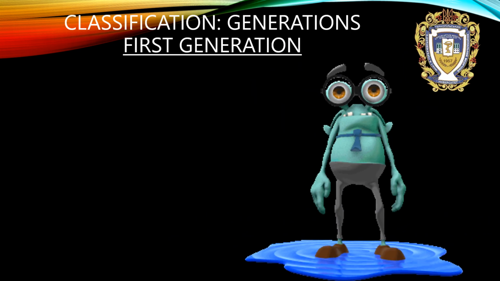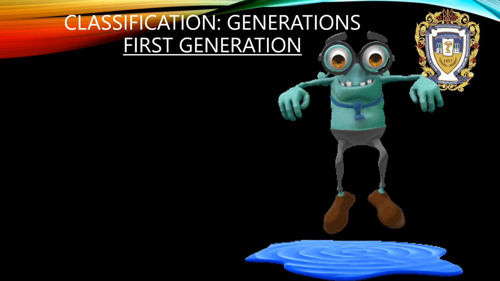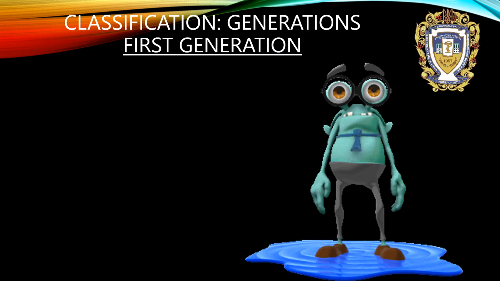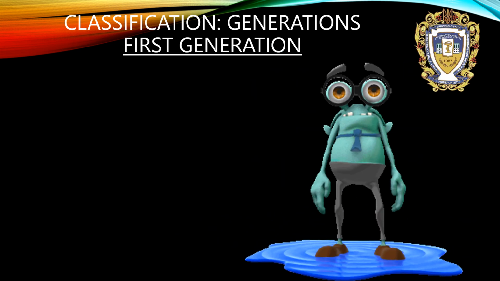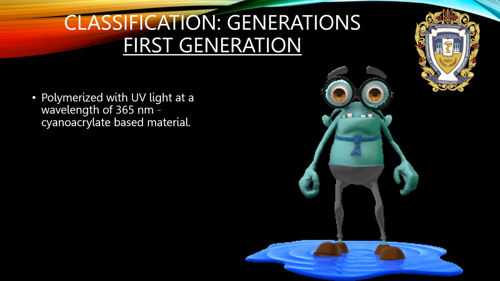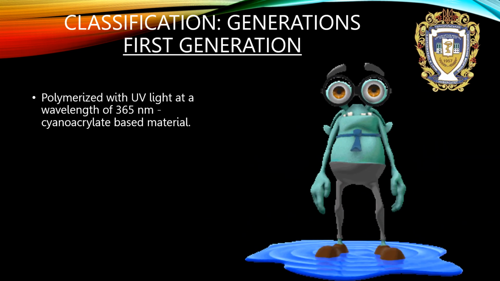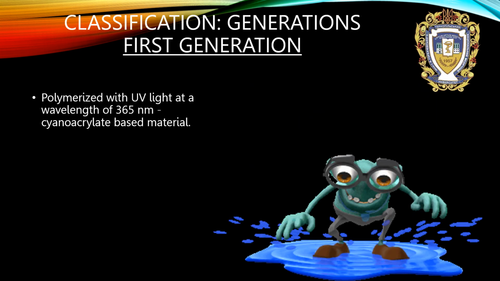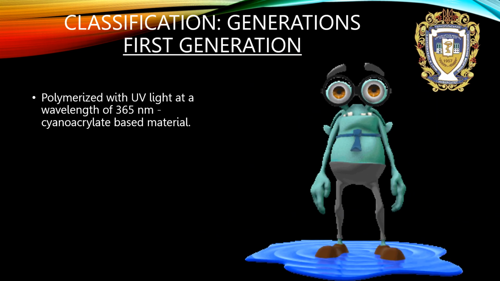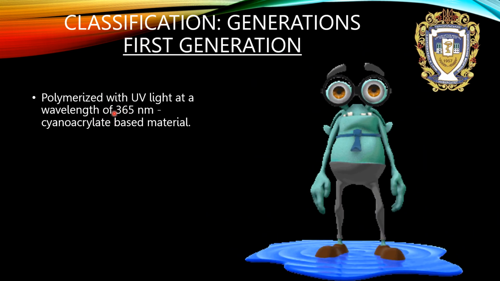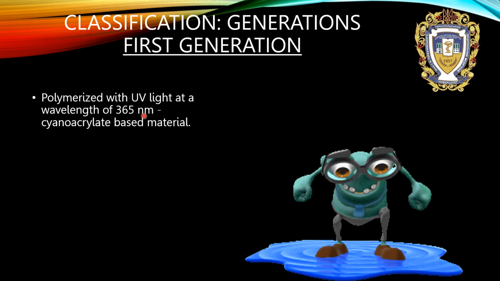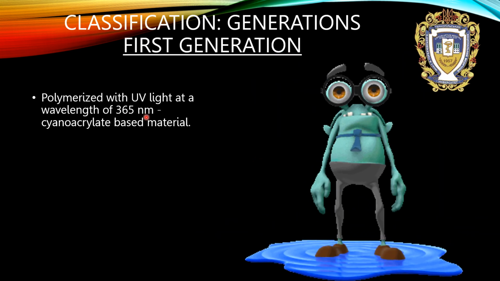What about classification according to generations? According to generations, sealing materials are divided into 3 generations. First generation: sealers polymerized with ultraviolet light, with a wavelength of 365 nanometers, and it is a cyanoacrylate based material.